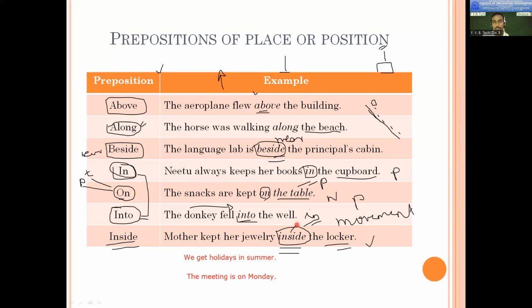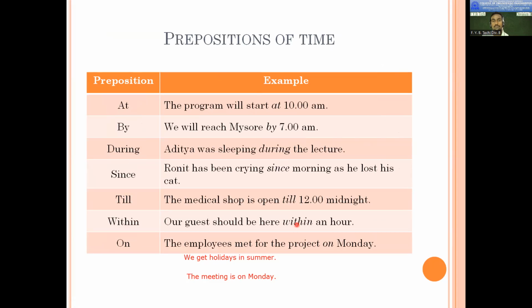So these are a few prepositions that we are seeing through their examples, and I think the meaning of these prepositions is quite clear: above, along, beside, in, on, into, inside. If it is clear, then we can go to the next slide. If you have any questions, you can ask. No questions, sir. Then let's pay attention to the next slide with other prepositions.